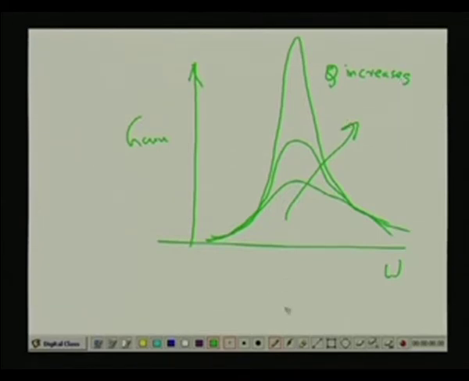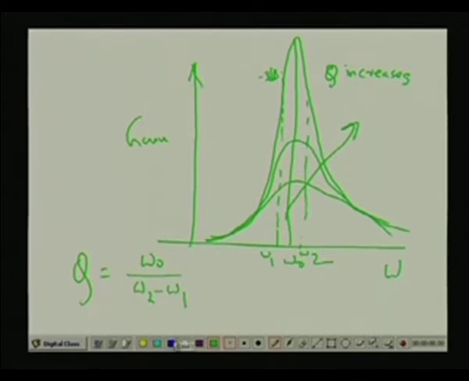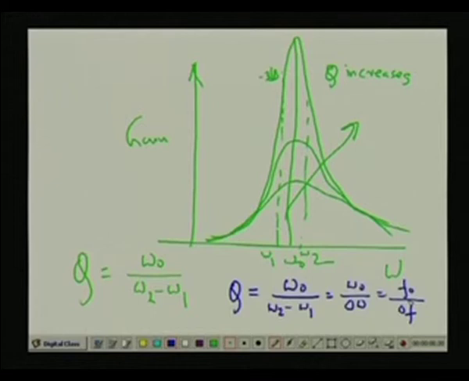Now, what is Q? You see the Q in terms of frequency. Suppose this is omega naught, and the minus 3 dB points are omega 1 and omega 2. So, the Q will be omega naught upon omega 2 minus omega 1, that means Q equal to omega naught upon omega 2 minus omega 1, or omega naught by delta omega, or f naught by delta f. So, the larger the Q, the smaller and smaller the delta f will be.